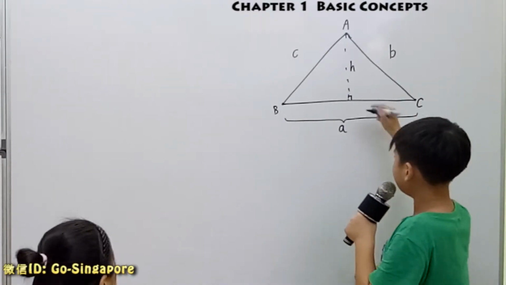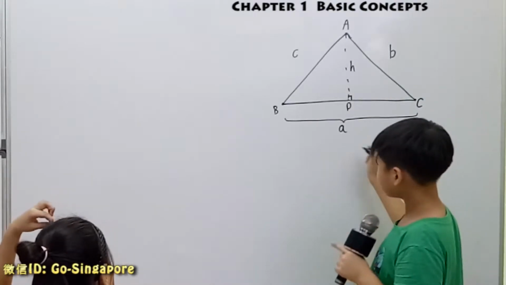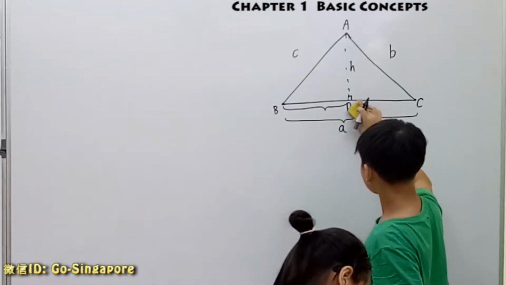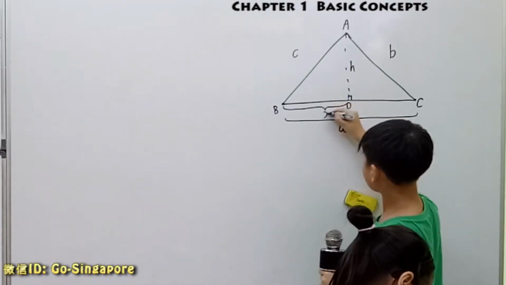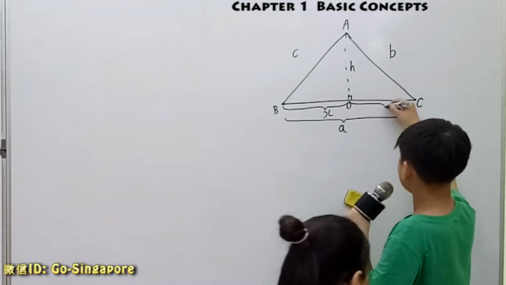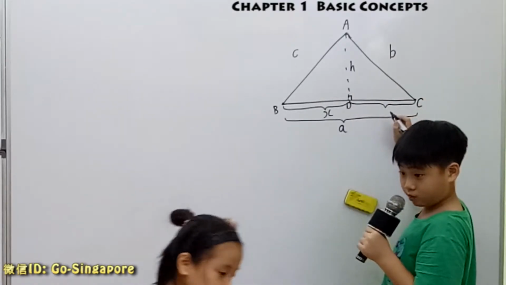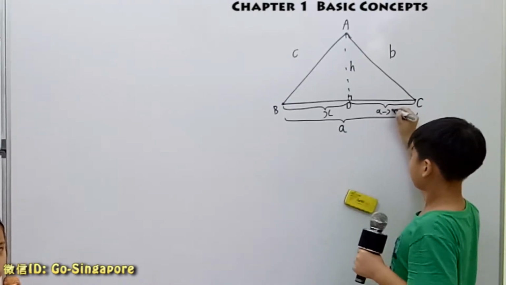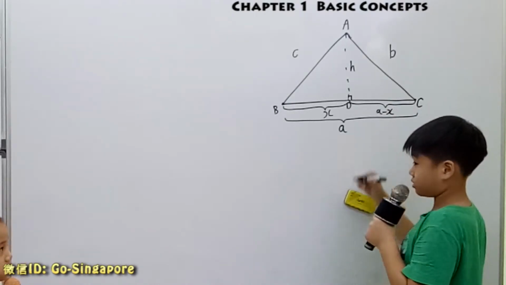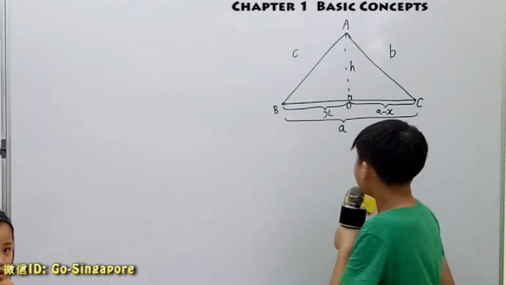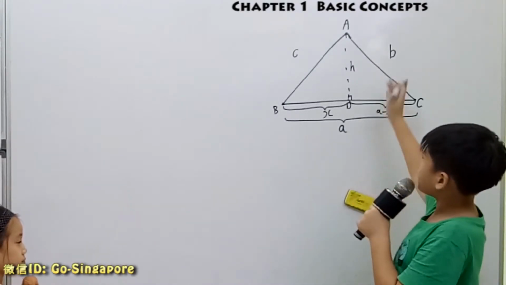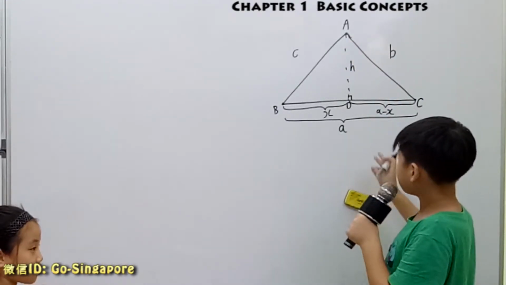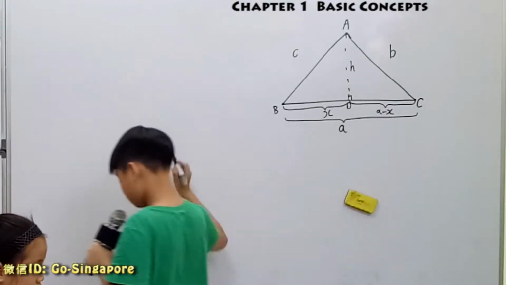Can we let BD be x? Yes, I write your D properly. So here will be? There will be a minus x, right? Okay. Then what do you have? Okay, here it is a common height. Am I right? Right.